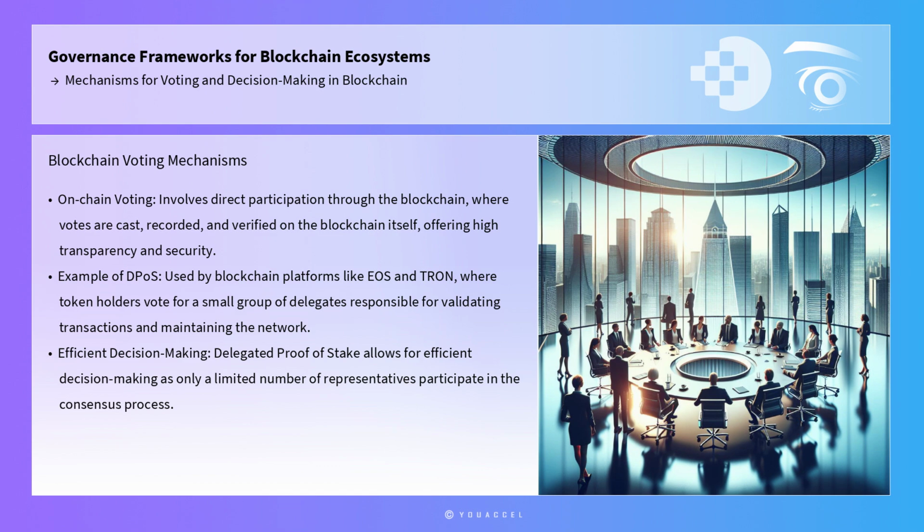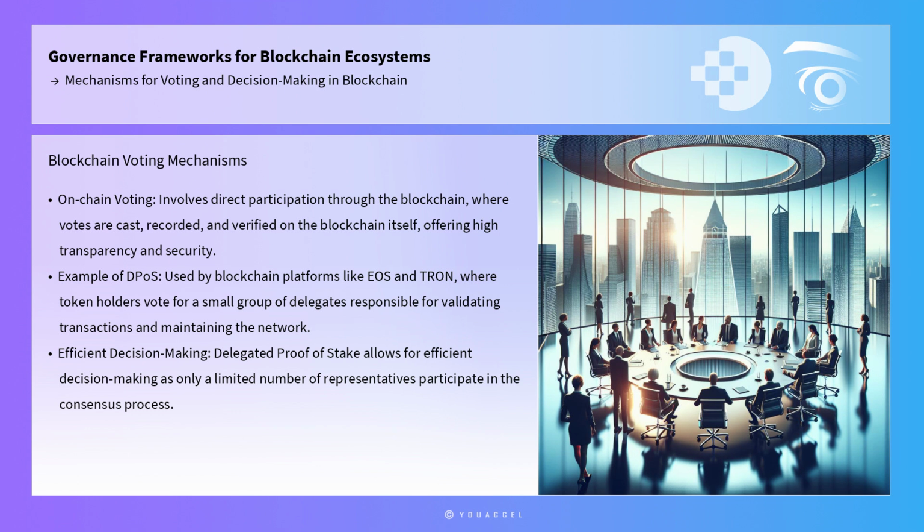Blockchain voting mechanisms are typically categorized into on-chain and off-chain voting. On-chain voting involves direct participation through the blockchain, where votes are cast, recorded, and verified on the blockchain itself. This mechanism offers high transparency and security, as all actions are traceable and immutable.